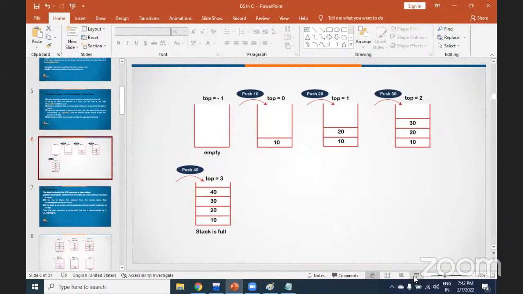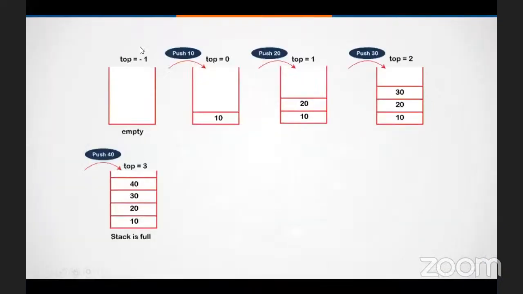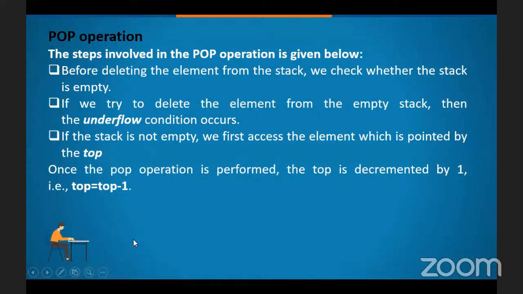Yeah, same thing I have shown. What is the push? Okay, push value, top equal to 1. When you enter push 20, top equal to 1. When you push, top is incremented, then it will store into the 0, 1, 2 locations like this. Then the stack is full. This is the push operation. Pop operation, right? When we can say it's a pop operation: if you are trying to delete an element from an empty stack, then a condition will occur. What is the condition? Underflow condition will occur.